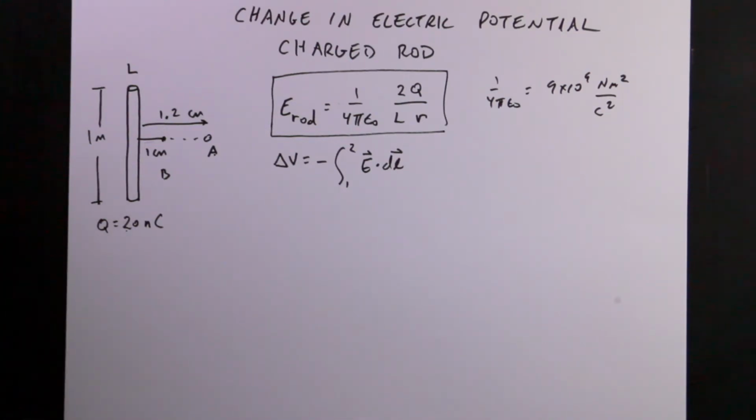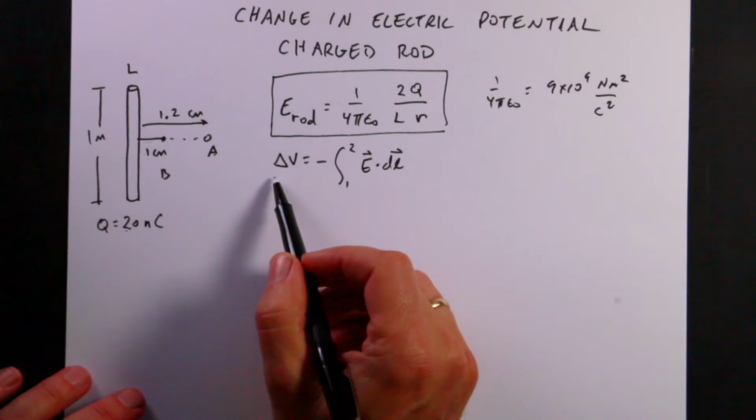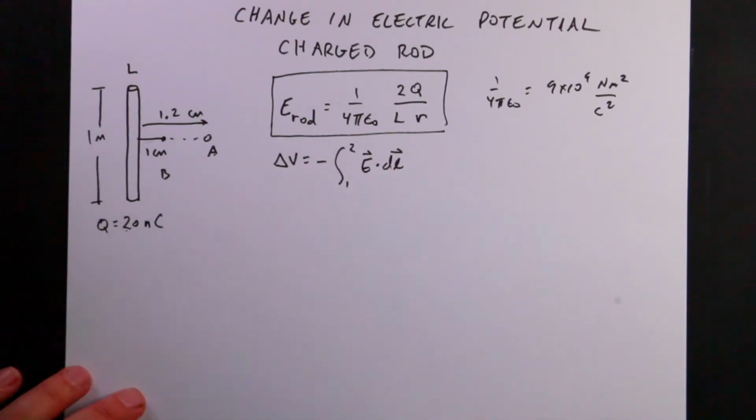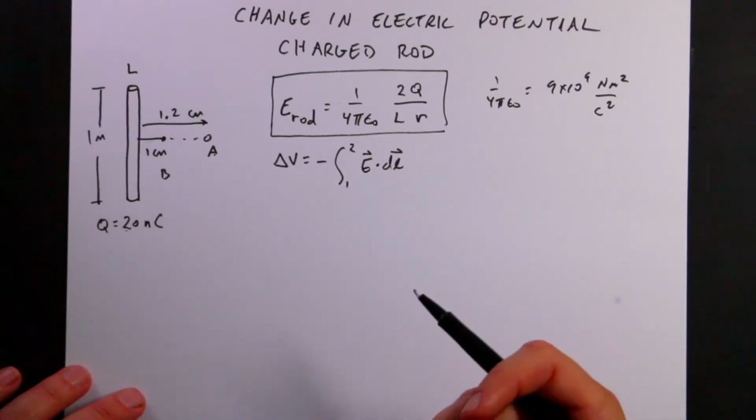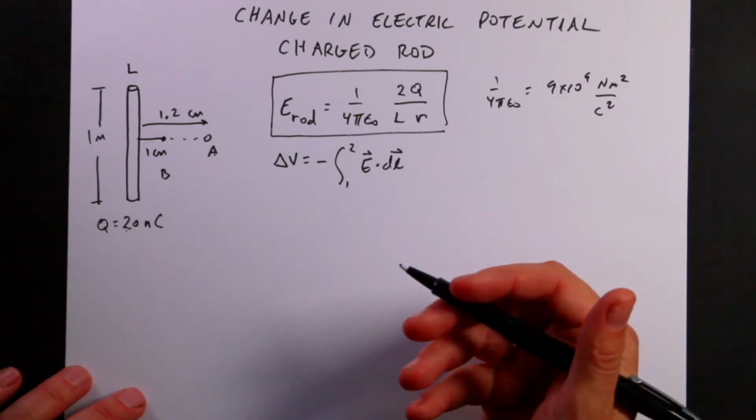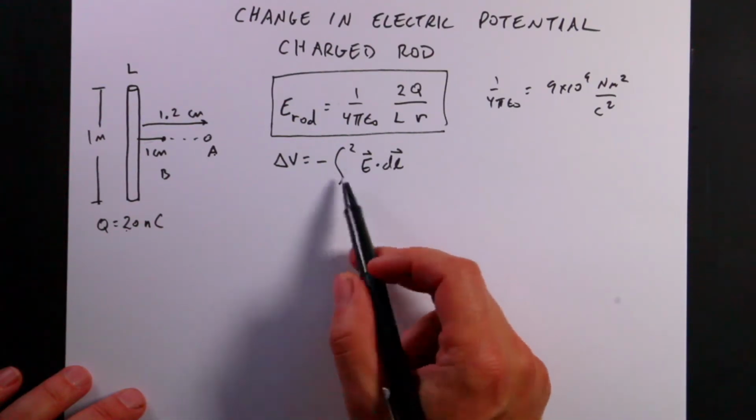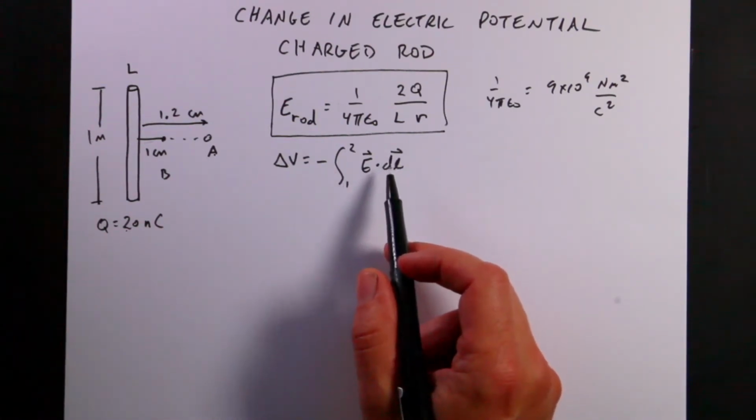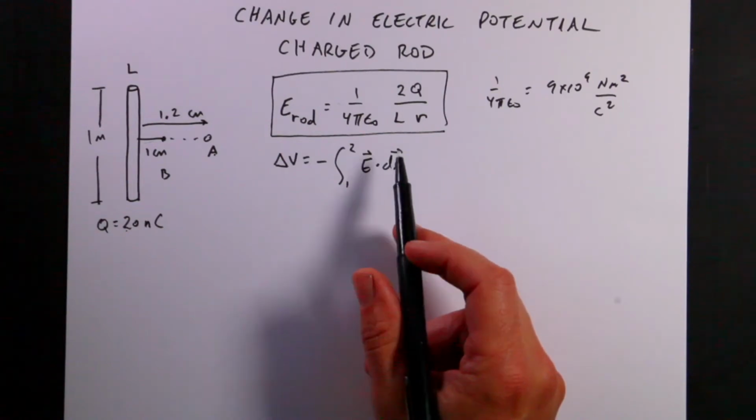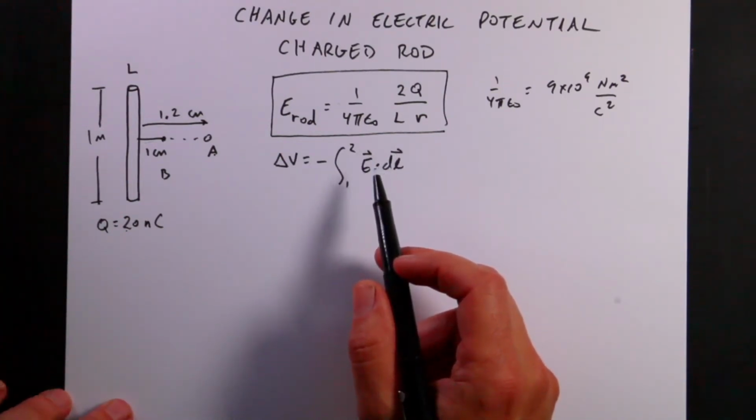So the first thing I can do is start with the definition of the change in electric potential. This comes from the definition of work, because that's how we define electric potential energy. The electric potential is just the electric potential energy divided by the charge. So this is like the force dot the displacement. You have to integrate, and we have to integrate here because it's not a constant electric field.